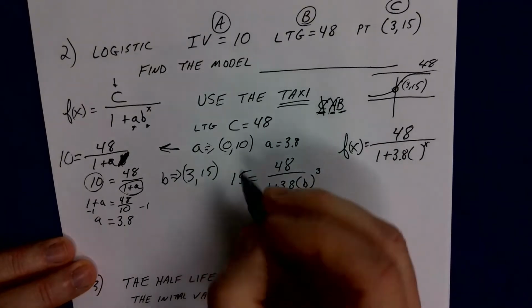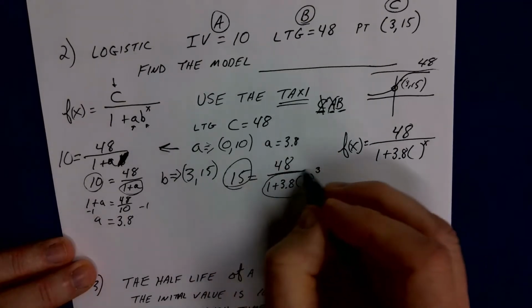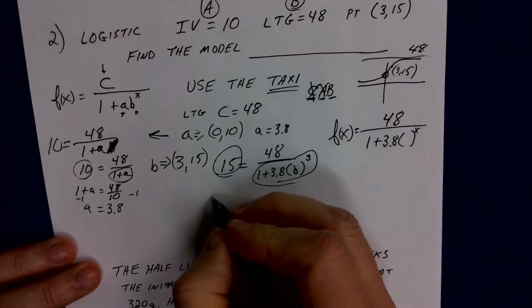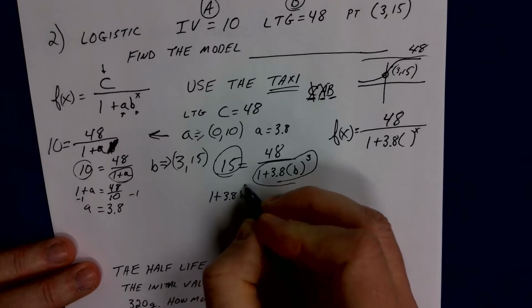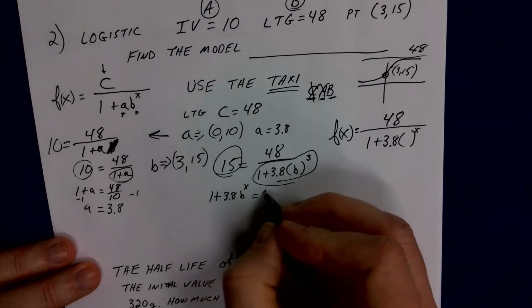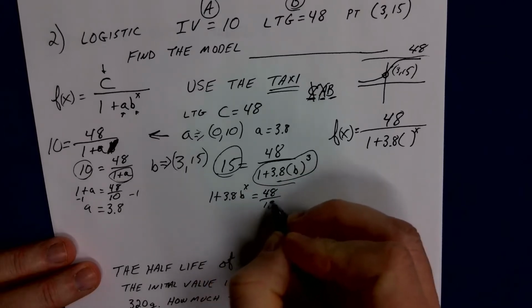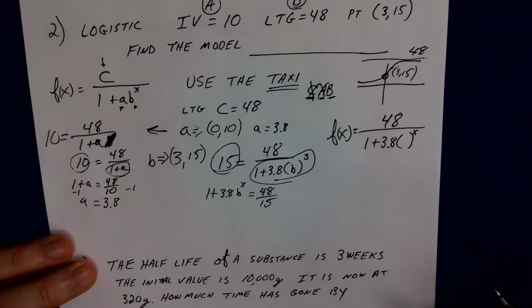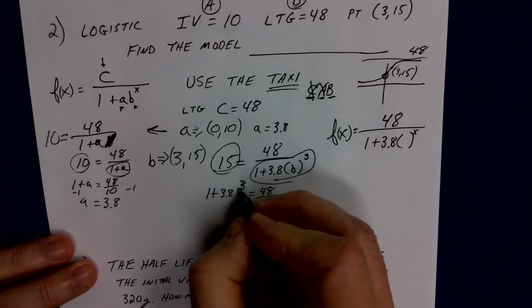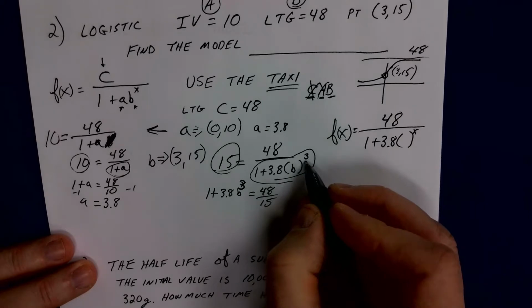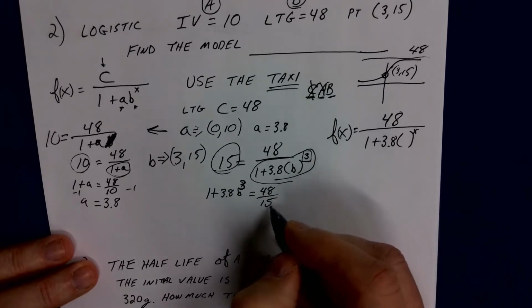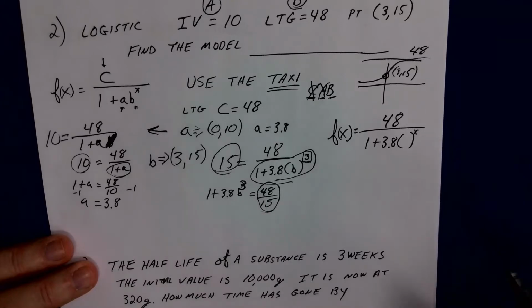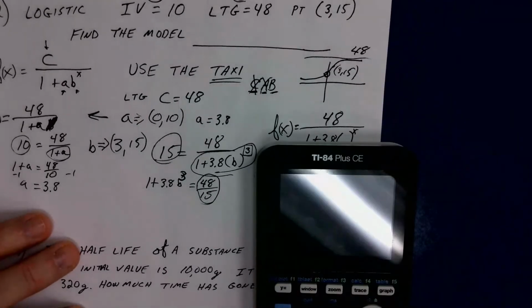Sweet. So just like on the last problem, I'm going to take this part and I'm going to take this part. I'm going to change their places. So I get 1 plus 3.8 b to the x equals 48 over 15. I'm sorry, b to the 3rd. I did substitute that in. That's right there. So then how do I get this? Well, this is going to be a number. I can put that into my calculator. I'm going to bring this down for you guys right now.